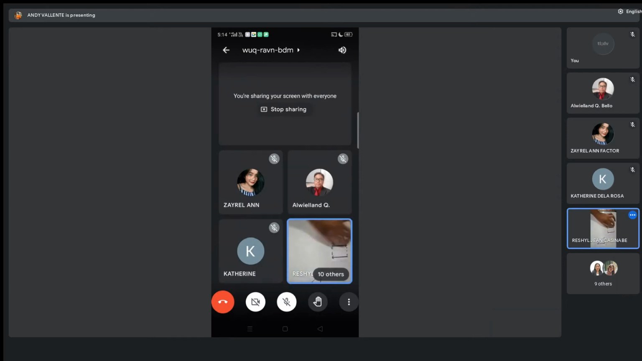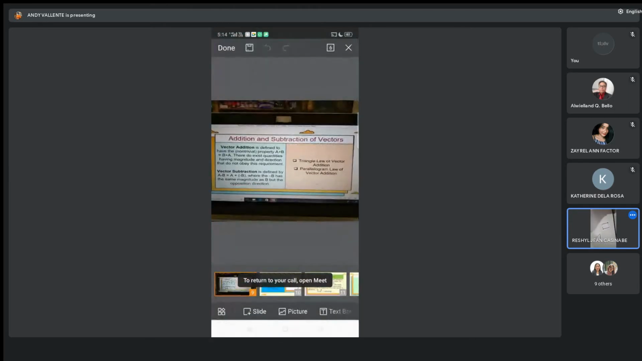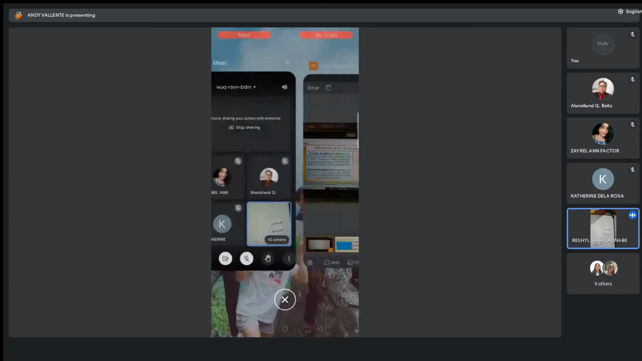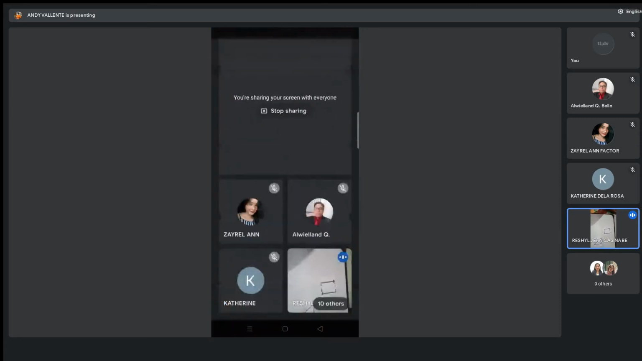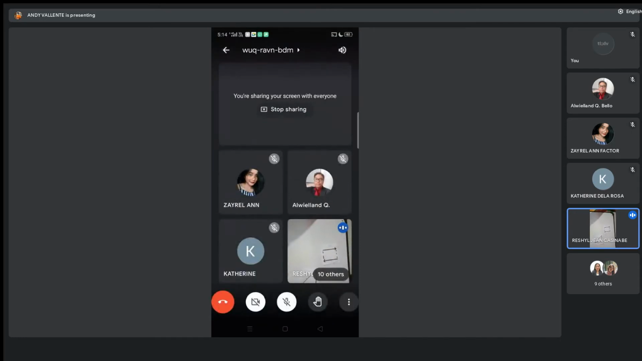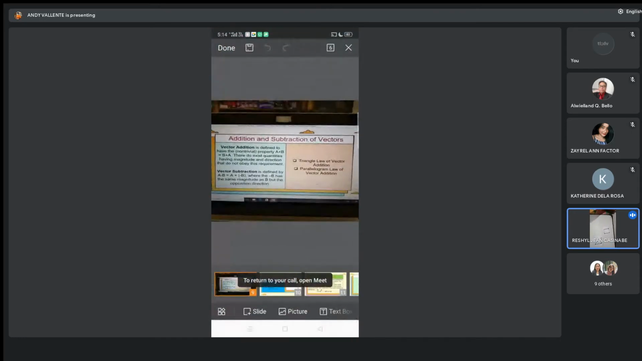Okay, for the subtraction of vectors, let's find the difference by the triangle law of vector addition. To apply this law, we move the negative of vector B parallel to its position and place its initial point at the terminal point of vector A. Then the sum of these two vectors will be this vector. So the difference between vector A and vector B is represented by this vector.